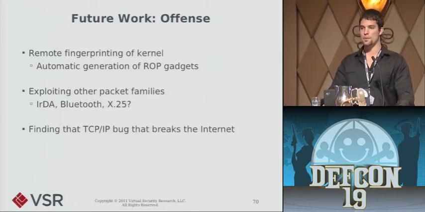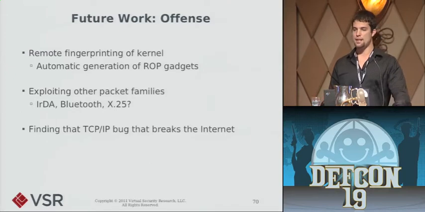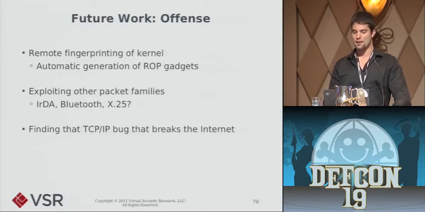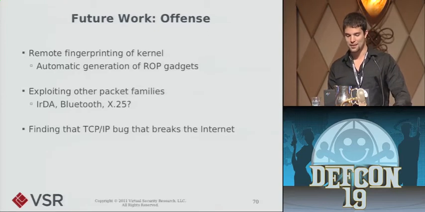Now, more general future work on the offensive side, because these exploits really rely on knowing something about your target. I think remotely being able to fingerprint a kernel, identifying whether this is a distribution, what distribution it is, what version it is likely to be, is really essential in gaining the information you need about your target to be able to build your exploit. I'd also like to look at other fun packet families for exploitation: IRDA, Bluetooth, X.25. These are all less tested and probably have plenty of fun bugs. And of course, finding that IP bug that breaks the entire internet is always future work.